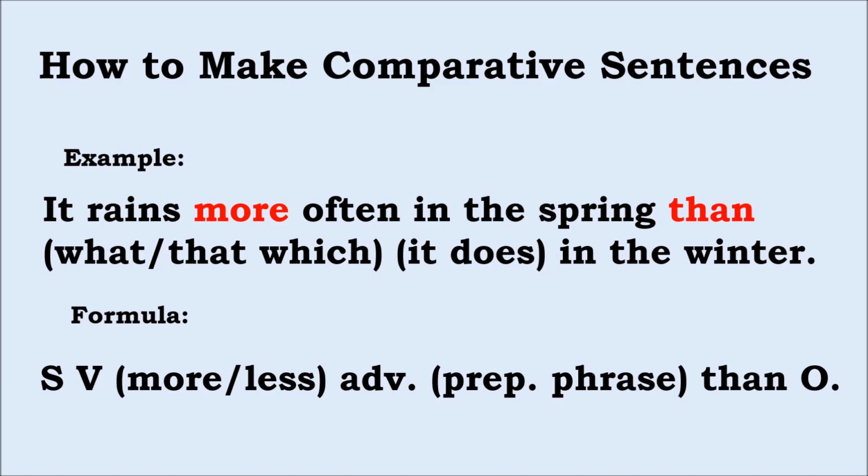We're beginning with a subject, and then we are using a verb, then more or less, and then an adverb, not an adjective. So our subject is it, and that means the weather. Rains is our verb, and we have an S after rain because the weather is a fact, and often is our adverb.